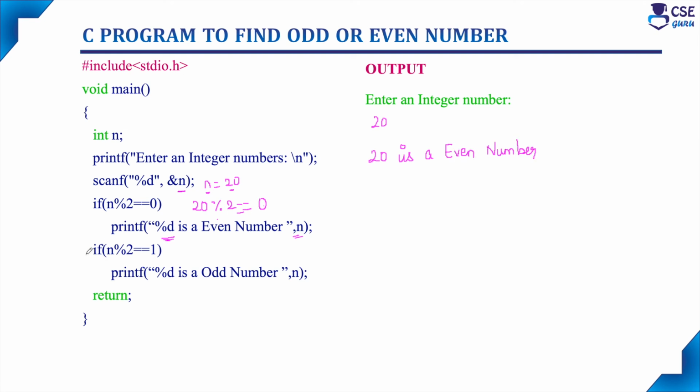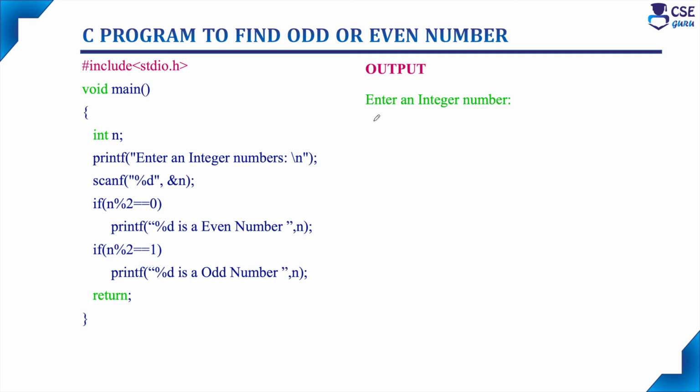And next it will check the condition: if n modulus 2 is equal to 1, the condition fails. It won't execute this printf statement. The cursor will move to the next statement in the program, and it will just return. Now we get the output: the given number 20 is an even number.